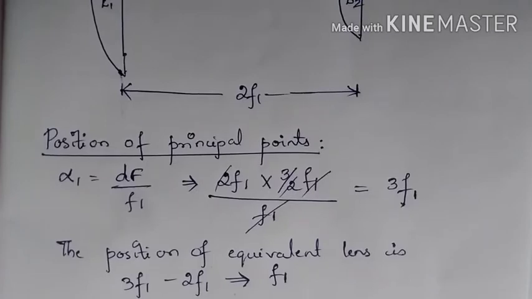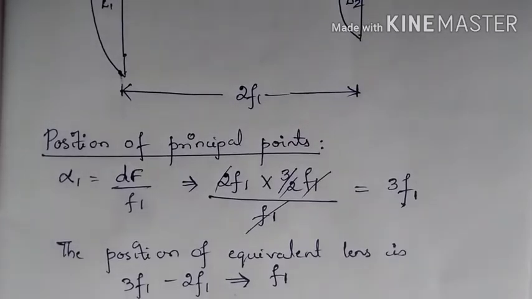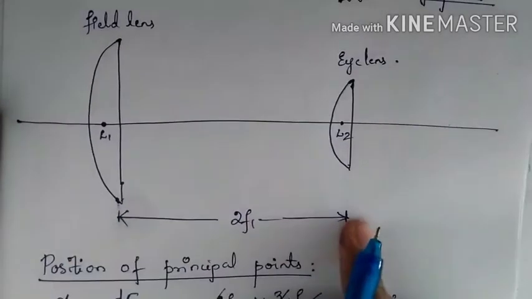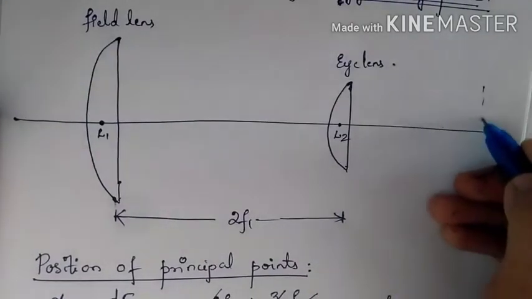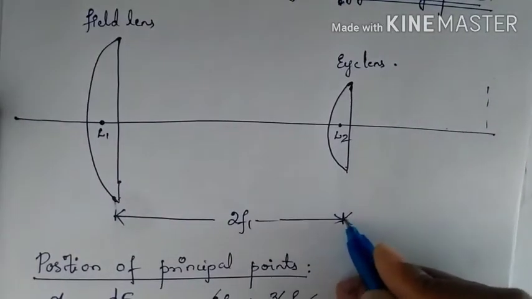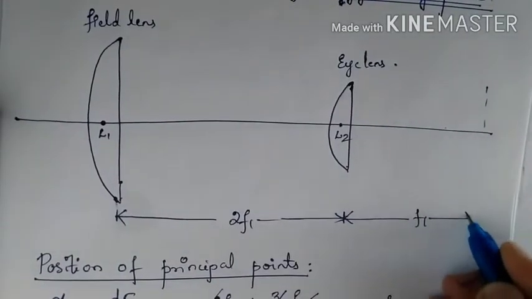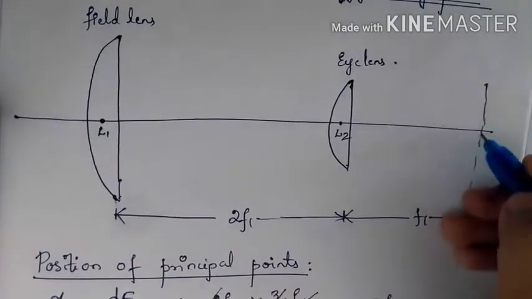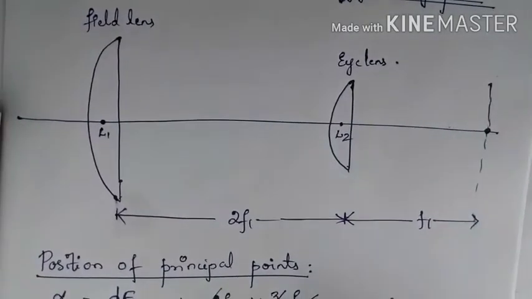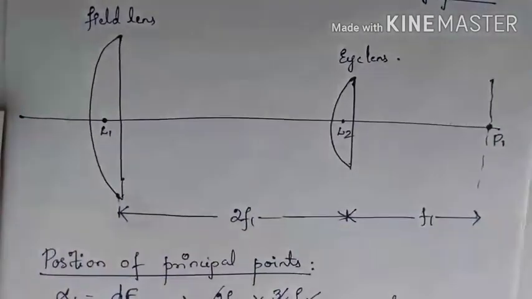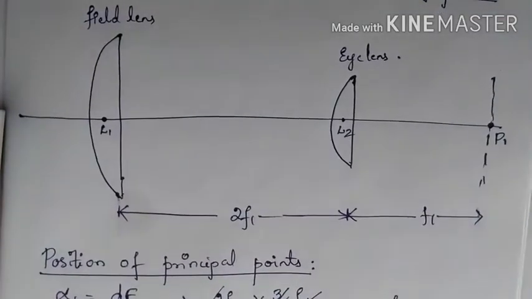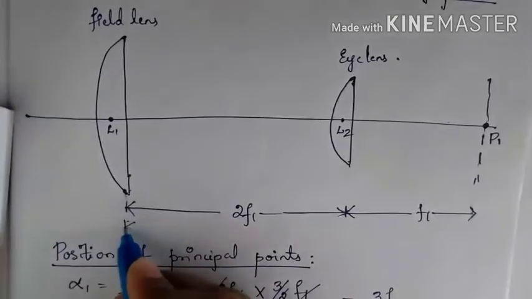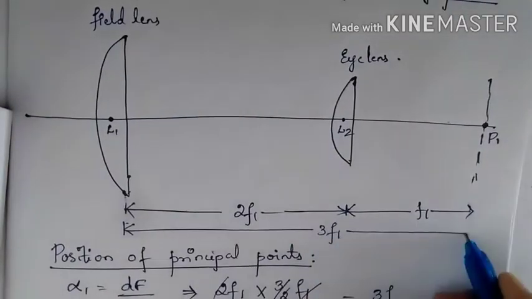So that gives the first principal point. So from here to here it is 2f1. So now from here to some point, this should be f1. So this is the first principal point. So let us denote that as P1. So this dotted line represents the principal plane. So overall distance from here to here will be 3f1.